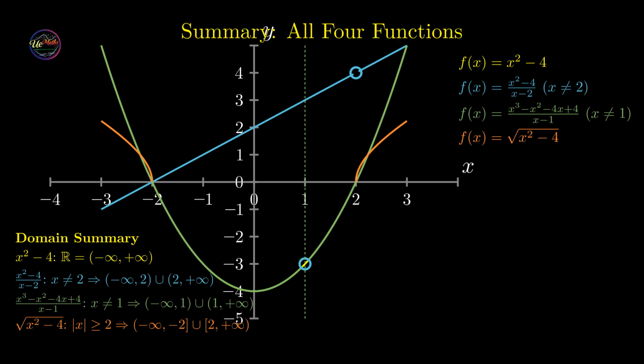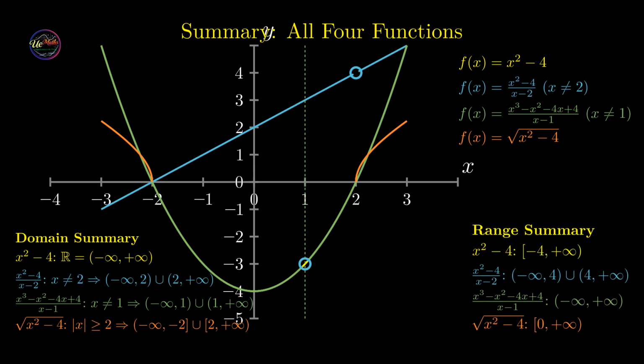F of x equals x cubed minus x squared minus 4x plus 4 divided by x minus 1 has domain all reals except x equals 1, because the denominator is 0 there. Note that in this case the factor x minus 1 does cancel from the numerator. So x equals 1 is a removable hole, not a vertical asymptote. F of x equals the square root of x squared minus 4 has domain the set of x such that the absolute value of x is at least 2, because the expression under the square root must be non-negative.